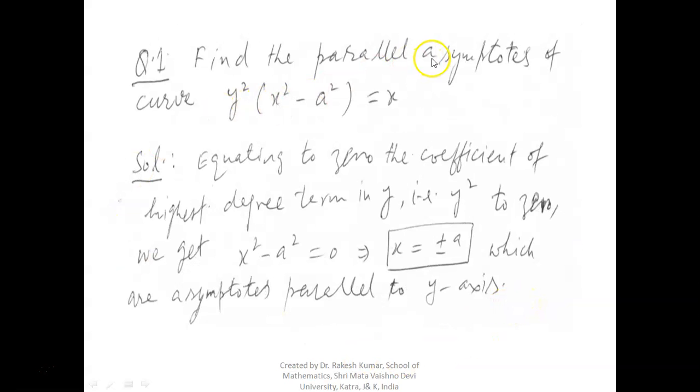Now a question based on parallel asymptotes. Find the parallel asymptotes or rectangular asymptotes of this curve. So equating to 0 the coefficient of highest degree term in y. What is the highest degree term in y? That is y square. This is the coefficient of the highest degree term in y, the coefficient of y square. Equate this to 0 to find asymptotes parallel to y-axis. So just equate it to 0, I get x equal to plus minus a. So there are two asymptotes, x equal to a and x equal to minus a, parallel to y-axis.